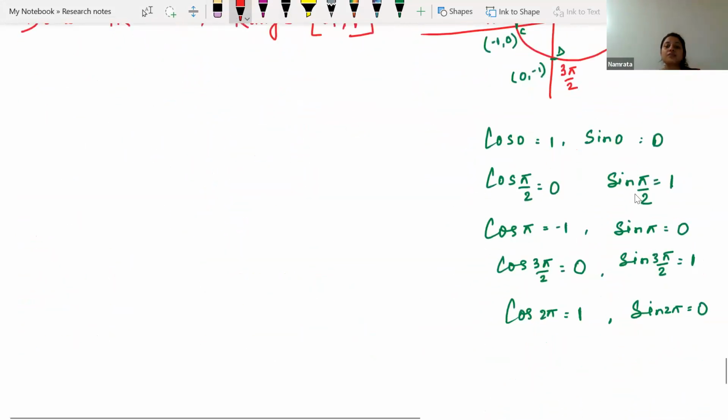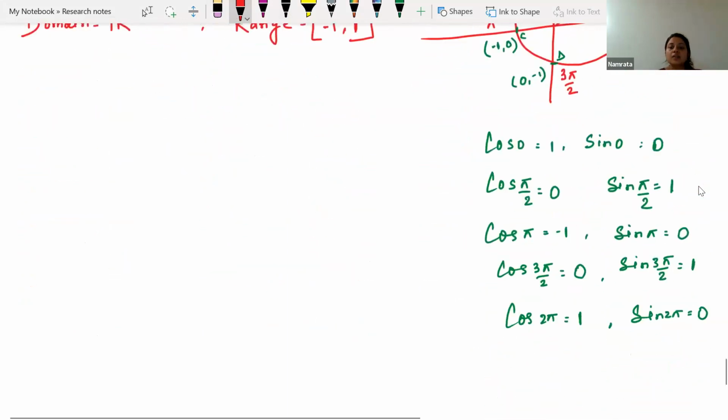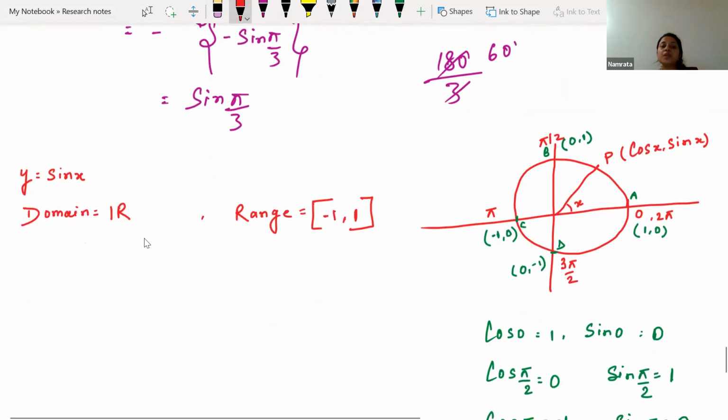Because you can see here we have already got the value of sine pi by 2 as 1. Here sine 3 pi by 2, have I written it incorrectly? It will be minus 1. Okay. So the domain of the sine function is all real numbers. The range of the sine function is from minus 1 to plus 1, a closed interval. Okay.